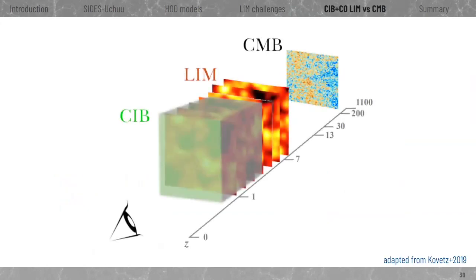Okay, so let's zoom out a bit again. I was talking about the CIB mapping and the line intensity mapping, and here you can see the redshift range that they can trace. And you can clearly see that we trace sources that are foregrounds for CMB analysis.